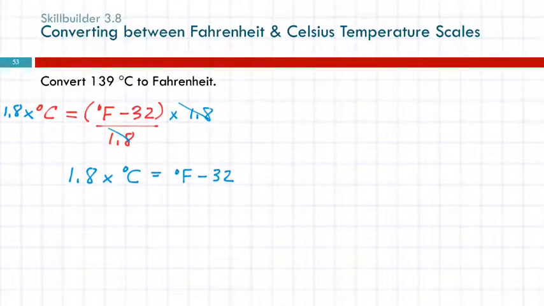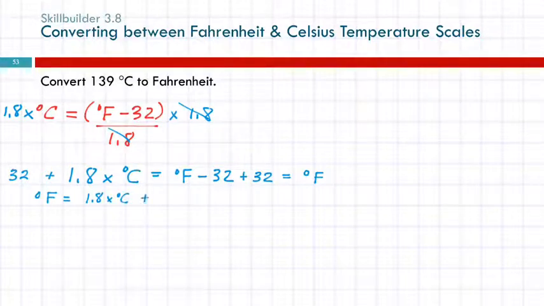If I add 32 to this side, minus 32 plus 32, that adds up to 0, right? And so then this side would be equal to just Fahrenheit. But if I add 32 to one side, I have to add 32 to the other side. So we end up with the temperature in Fahrenheit is equal to 1.8 times the temperature in Celsius plus 32.